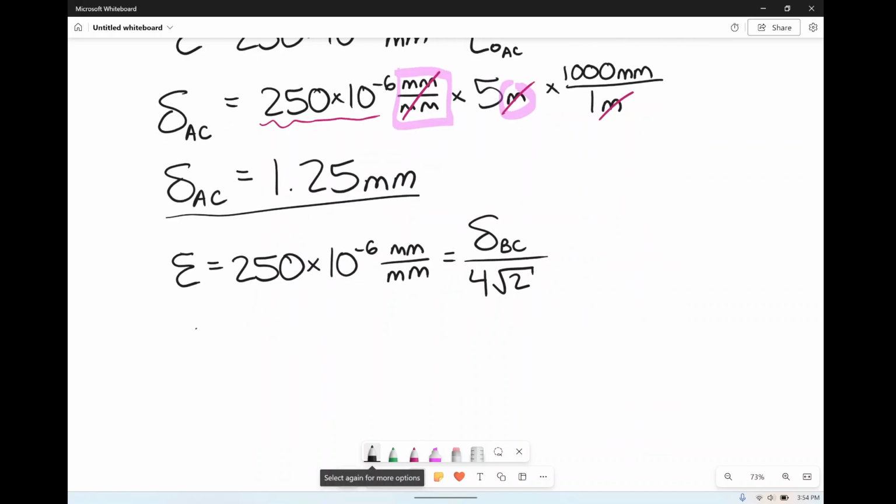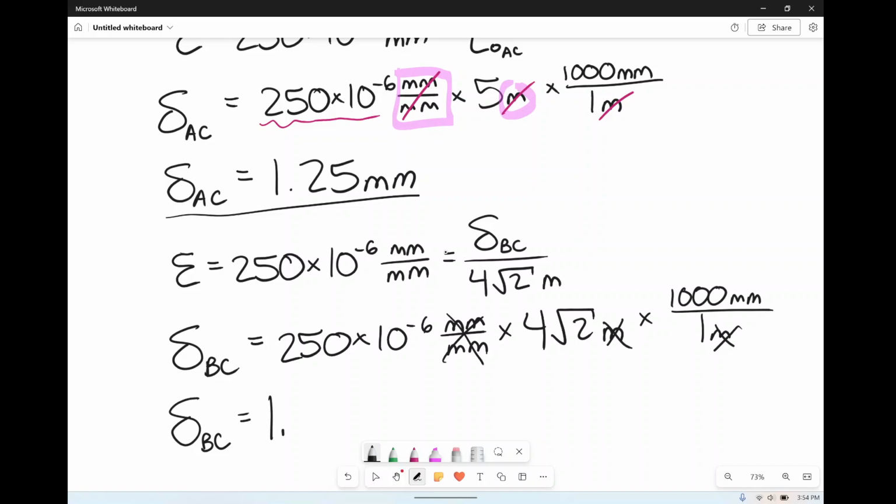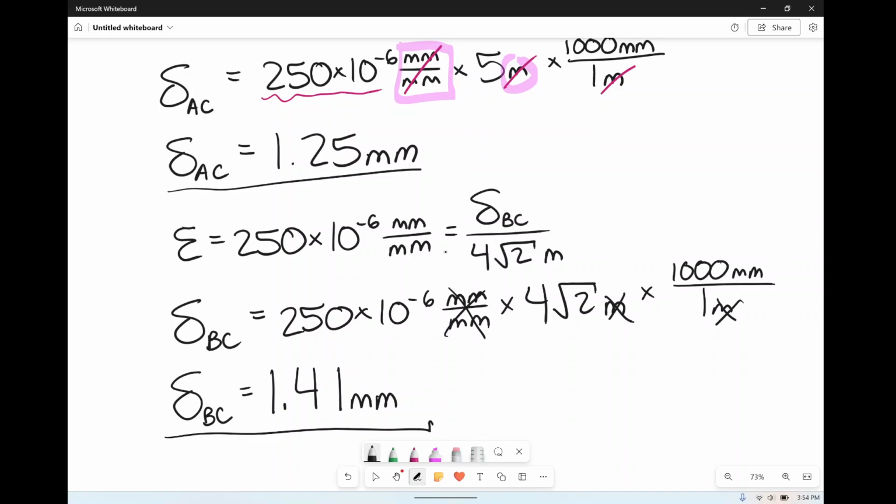So we get that the deformation of BC is equal to, again, if we're turning it into millimeters, doing the same thing we did before, 250 times 10 to the negative 6 millimeters per millimeter times 4 square roots of 2. That's, of course, in meters, by the way. And if you don't like it in terms of meters, then multiply by 1,000 millimeters over 1 meter. Those units are going to cancel. This unit's going to cancel with that unit. I'll be left with millimeters. So at the end of the day, if you want it in terms of millimeters, it's 1.41 millimeters, which again is relatively small.